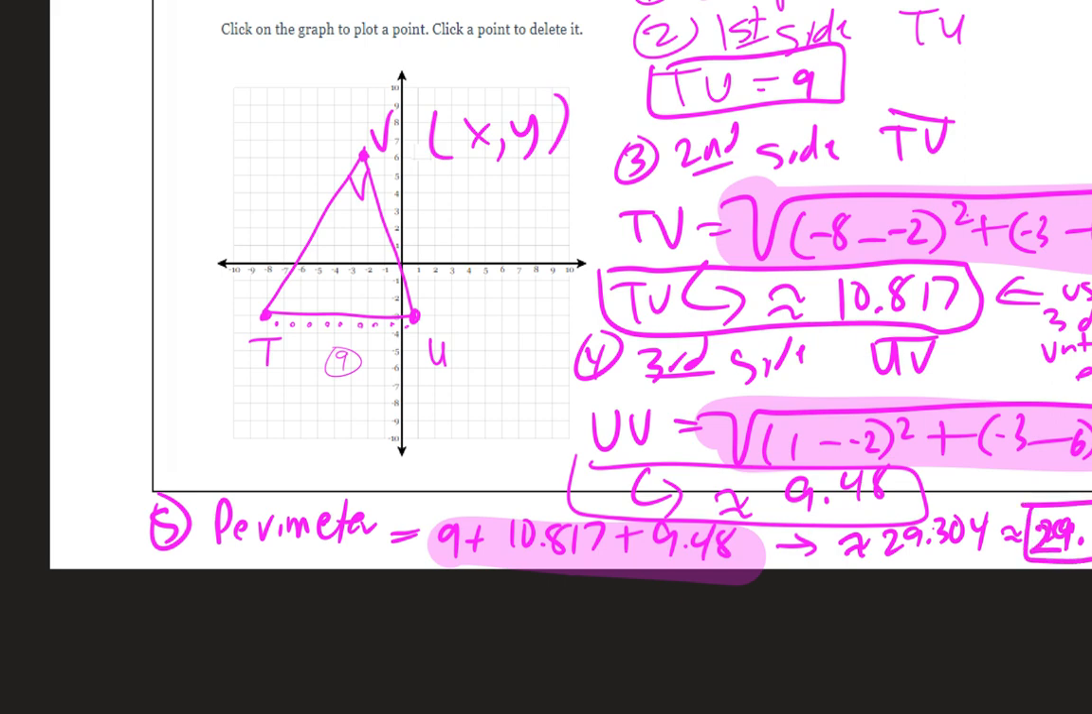Let's clean that up. All right, so here's the key. We just have to make sure that we recognize that we need to use the distance formula when we're dealing with a diagonal. If it's just horizontal or vertical, we can just count it like that.